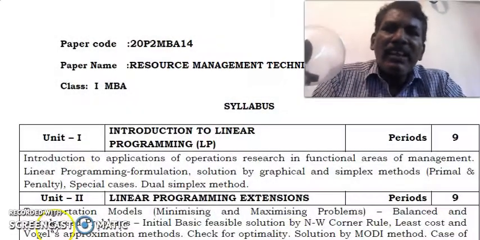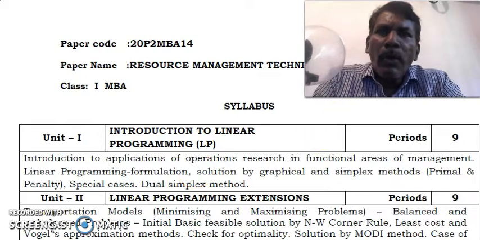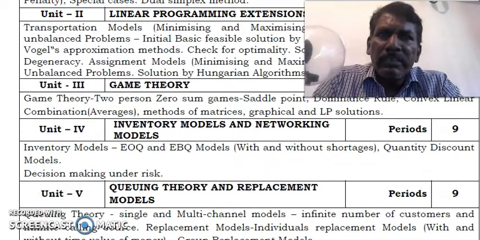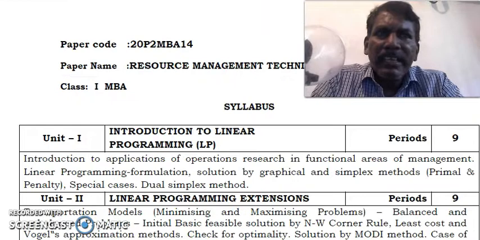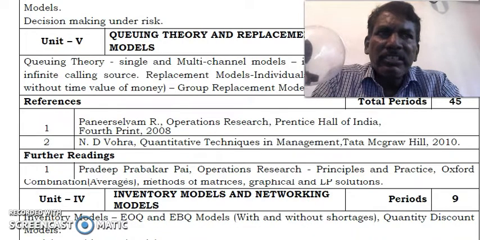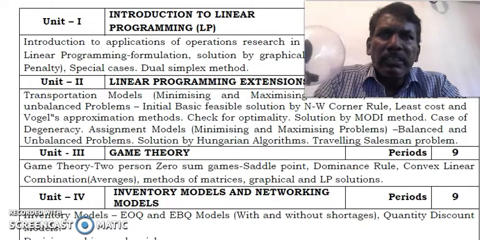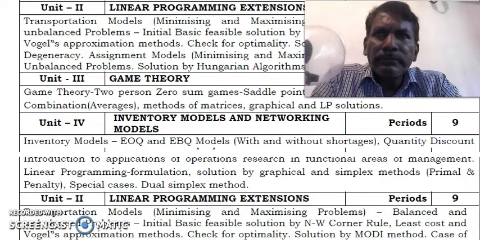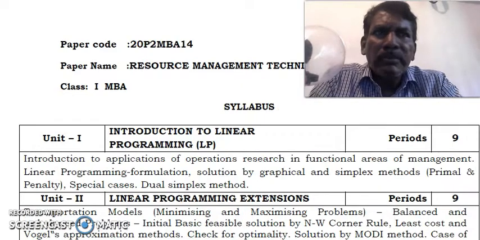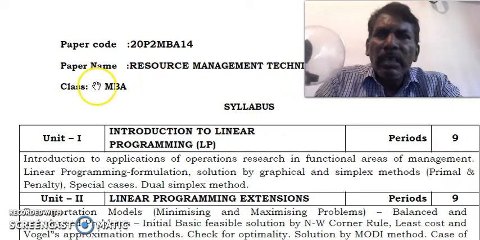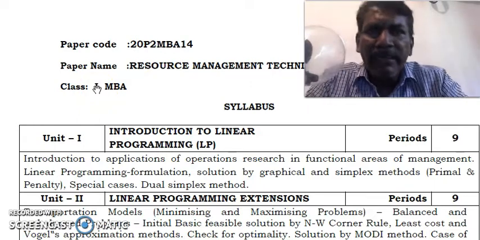So let us take one by one now. Okay. Now, what is this? This is the syllabus for you, I think so. Am I correct? You look at that. This is the resource management technique. That's the syllabus given to you, I think so. Okay. Now, let me take the syllabus, Resource Management Techniques for first BBA.